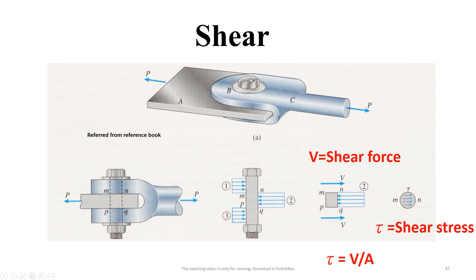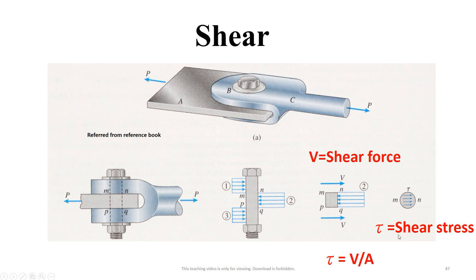That means the bolt, this area, is subject to shear stress. But for the rod here, it is a normal stress. So the same loading here is a normal stress, but here is a shear stress due to a different kind of plane. Different kind of plane here. So very important.